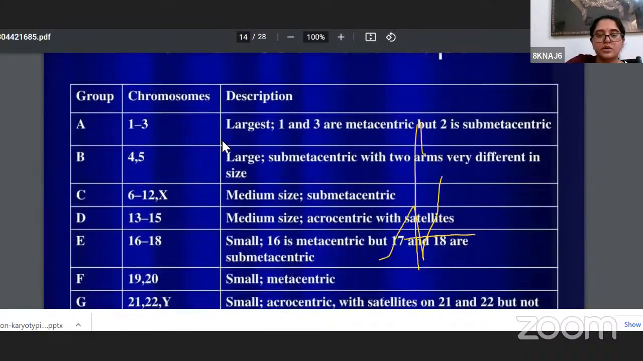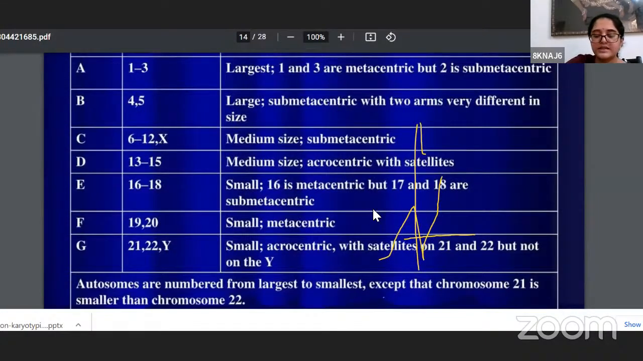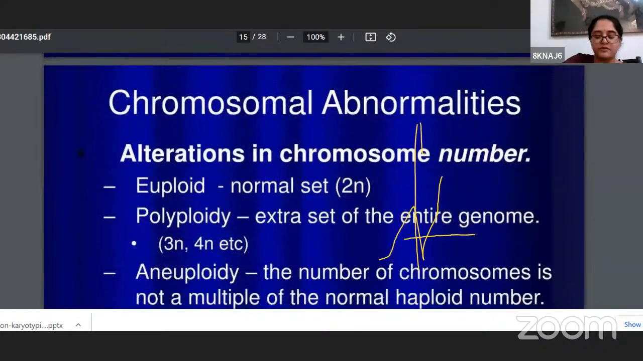When it comes to the chromosomes, it has been mentioned over there. I will have to come back to this again. The same slide will be shown to you in the next class also. It will be helpful for you to have this, so I will share it once I get it.